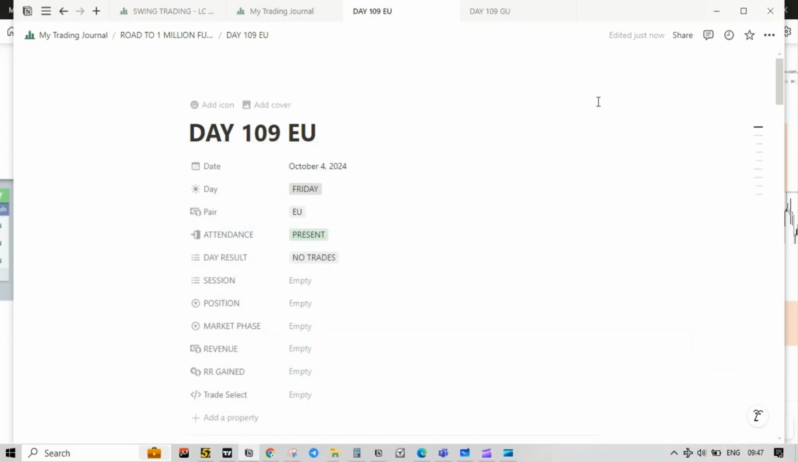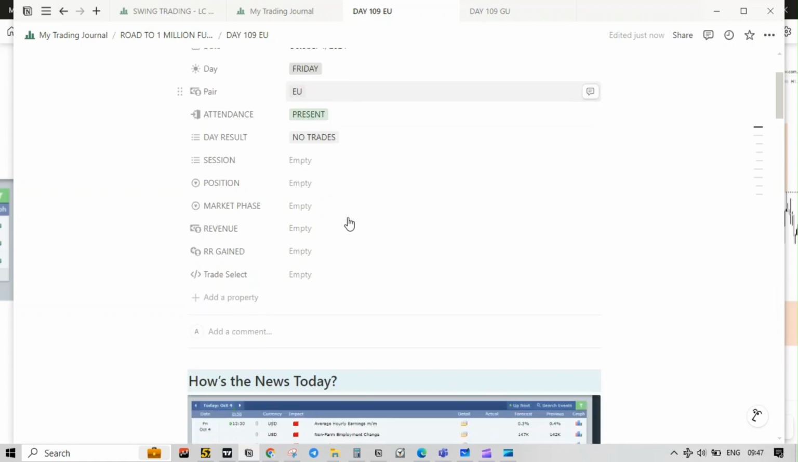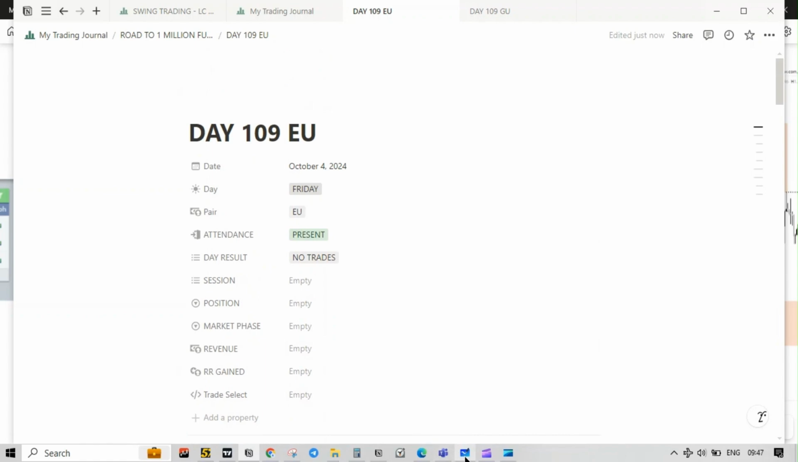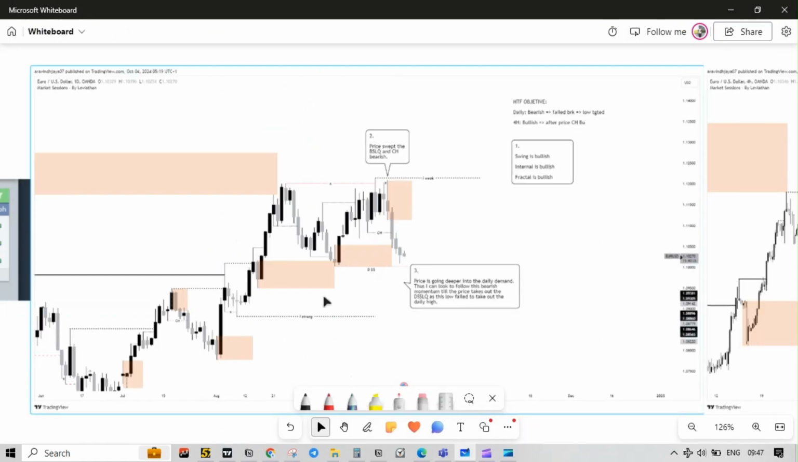Today, I'm going to recap day 109, and it's October 4th, 2024, Friday. To give you an overview of what happened today, I didn't get any trades on both EU as well as GU because today was filled with three high impact news. So, price was a bit consolidative and it took both the buy side liquidity as well as the sell side liquidity. And eventually, at 13:30, price moved in its direction. So, let's see what happened today and how we analyze the market and why I didn't get any trades today.